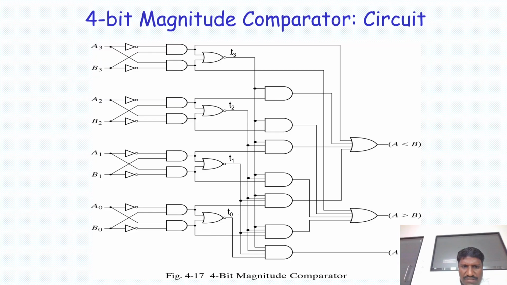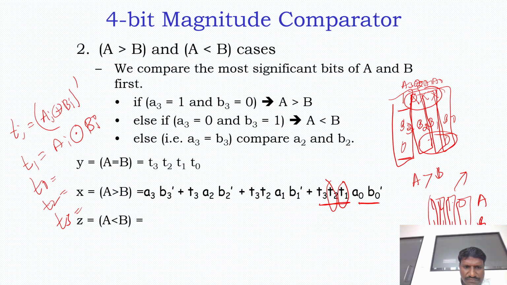See here, we can also write A less than B. When T3 is 1, these two digits are same. T2 means A2 and B2 are equal. T1 means A1 and B1 are equal. Now A is 0 and B is 1, so it is A0 bar, B0.